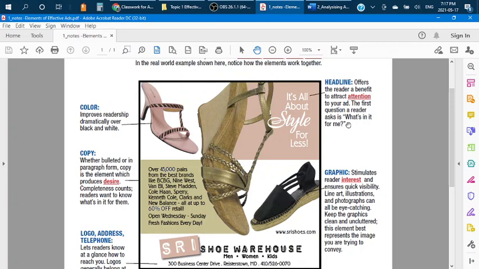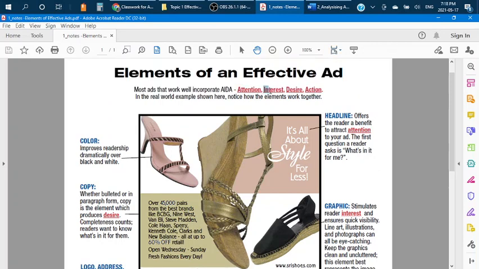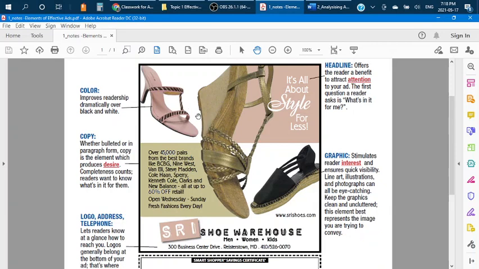So these are what we would use to get attention, because you want first to have somebody look at your ad. And then once you have them looking at your ad, you want that ad to generate interest, which is the other aspect we have the shoes here for, which is graphics. Stimulate the reader's interest and ensure quick visibility. So right away, I see it's all about style for less with the headline, and then I know exactly what they're talking about because the images of the shoes are popping right out at me. So here are my shoes, and this generates an interest in me, or in somebody who would have an interest in buying a pair of shoes. So it stimulates the reader's interest and ensures quick visibility.